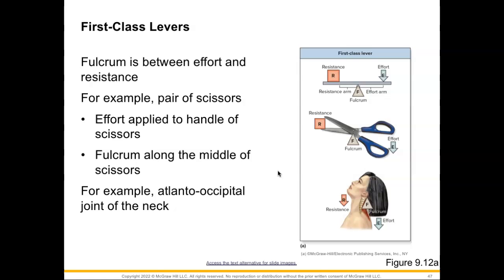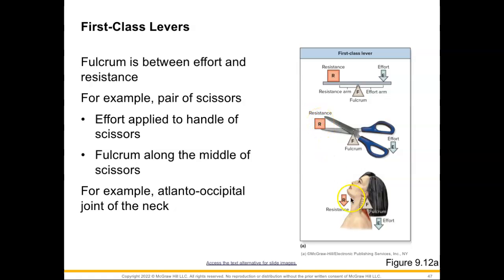So let's talk about our three classes of levers now. Our first class of lever is when we find that fulcrum to be in between our effort and the resistance. So an example of this in our everyday life would be like a pair of scissors, where we have the effort being the handle of our scissors, and then the fulcrum being where we have that joint, that screw within the scissors, and then we have the resistance being whatever we are cutting through.